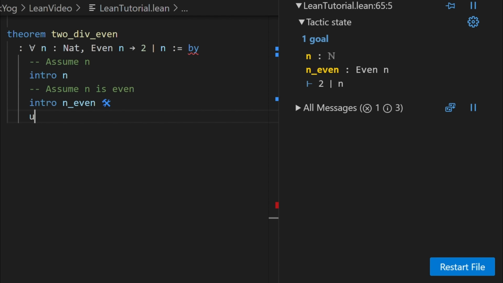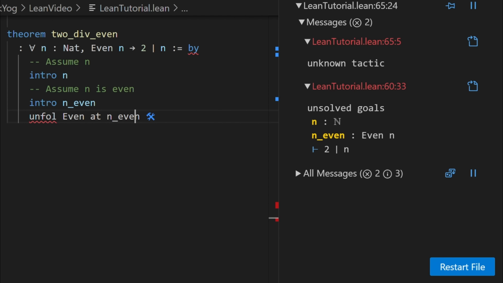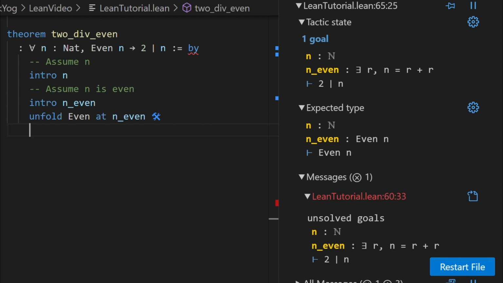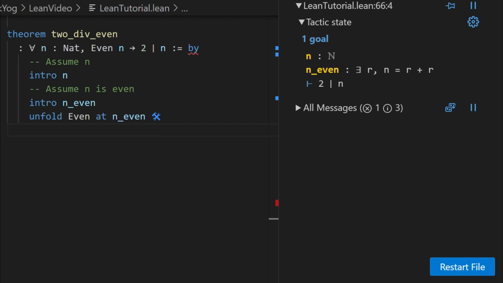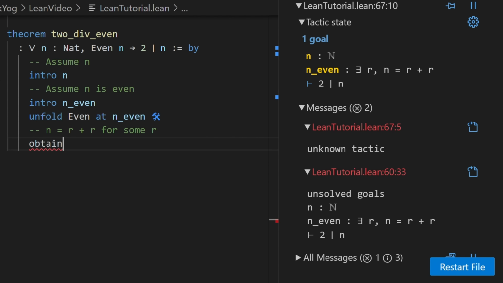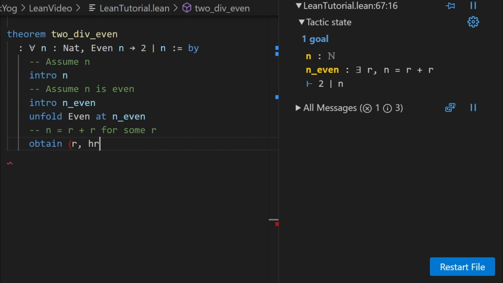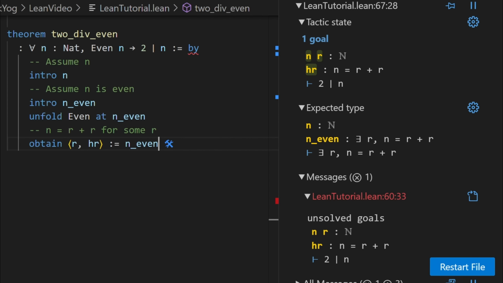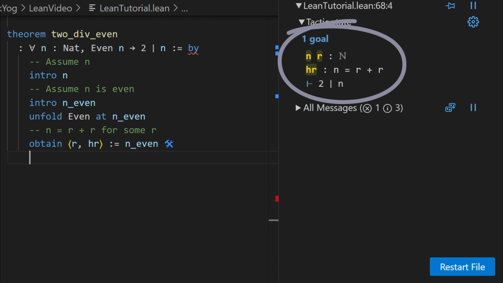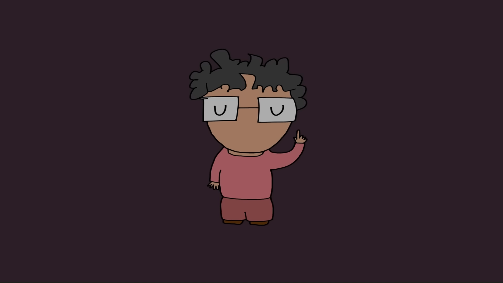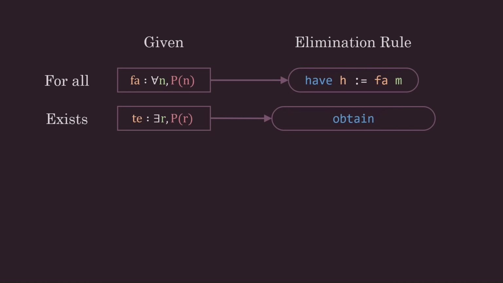We can unfold even at the assumption and see that n_even is the proof of an exists statement. Clearly, n must equal r plus r for some r. So let's obtain a number r and a proof hr from n_even. The tactic state now contains a number r and the proof that n equals r plus r. What we just did here is an exists elimination. Obtain the number and the proof for that number from an exists proof.